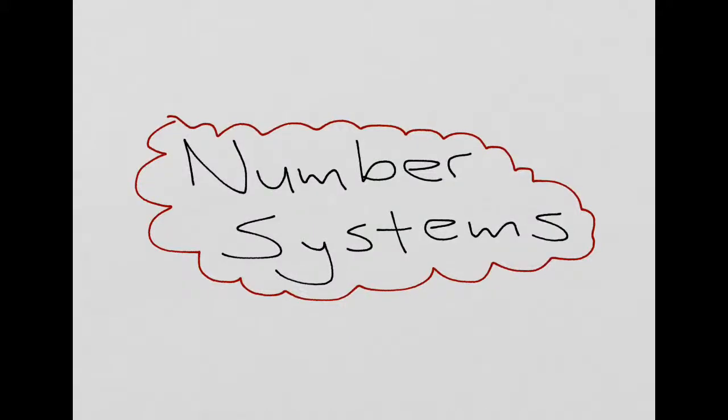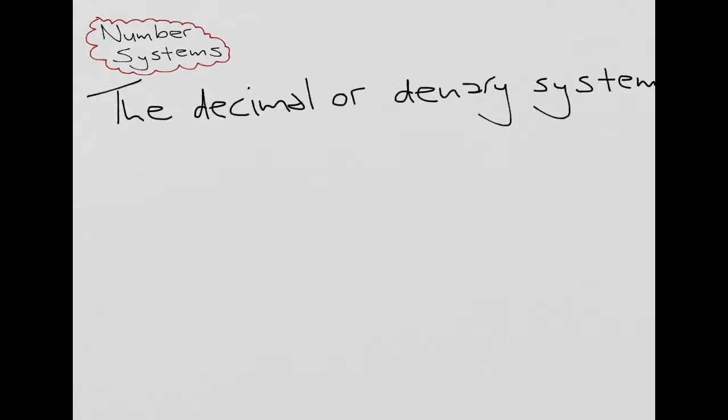In this video we're going to have a look at the different number systems that we use. The first one we're going to look at is the decimal ordinary system, which is sometimes called base 10. And this is the one you'll be most familiar with.